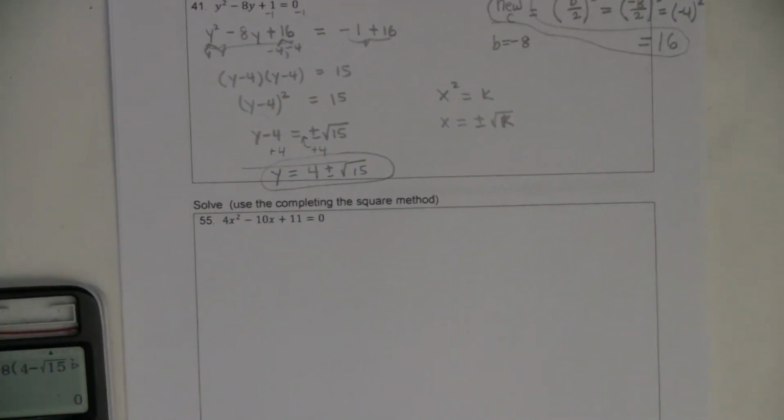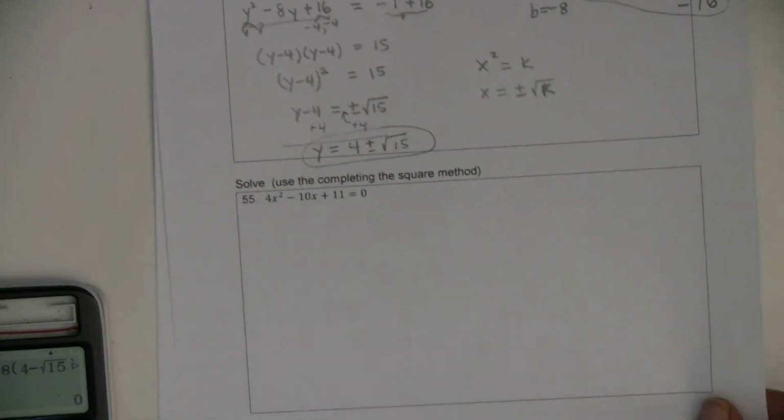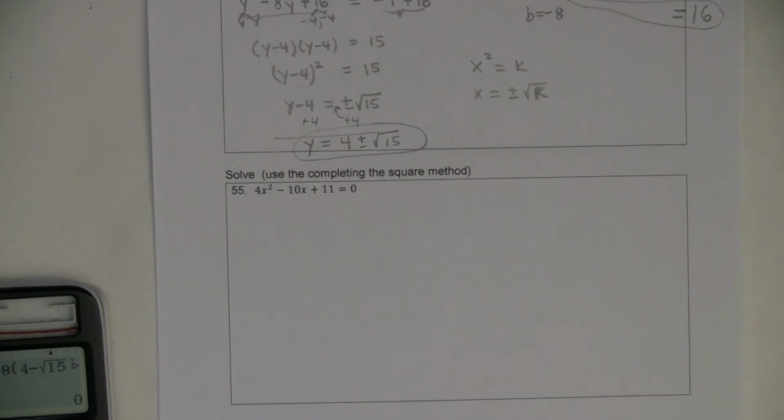And we have one more to do. And they ask us to use completing the square. We have 2 more to do. And so I'm going to go eat my dinner and come back and do this other one.